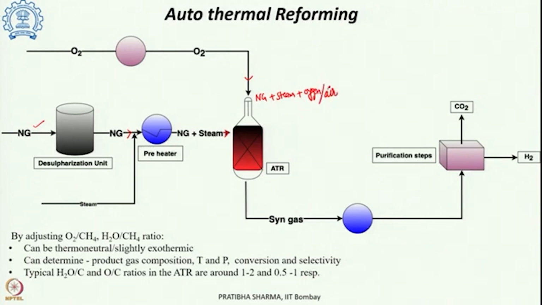Now, it can be either oxygen or air. If oxygen is used in the autothermal reformer, that means an air separation unit will be required for separating oxygen from the air.